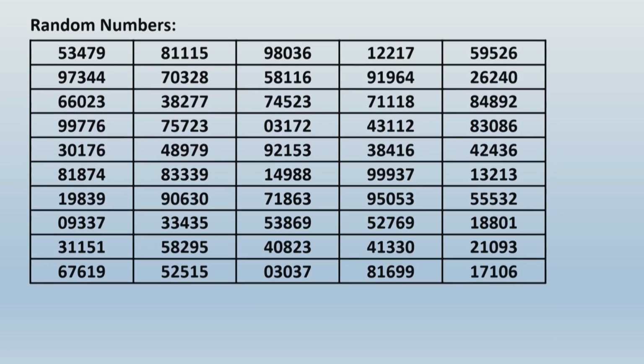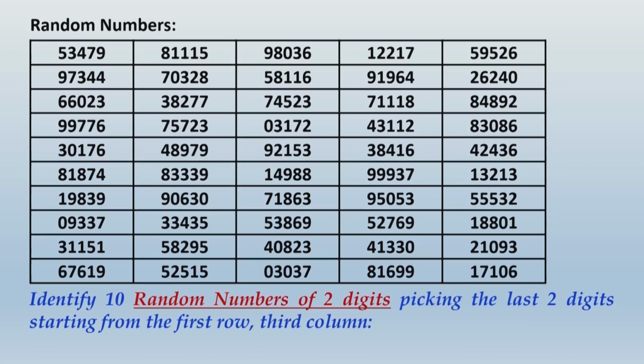What is appearing in front of you is a random number series generated randomly, and here if you are given an instruction that identify 10 random numbers of 2 digits, picking the last 2 digits starting from the first row, third column. So first thing you need to identify from this big table is 10 random numbers of 2 digits. And what you have to do is pick the last 2 digits. And what will be your starting point? Starting from first row, third column. Now, let me first go to first row, third column. This is first row, this is third column. So first row, third column number is this.